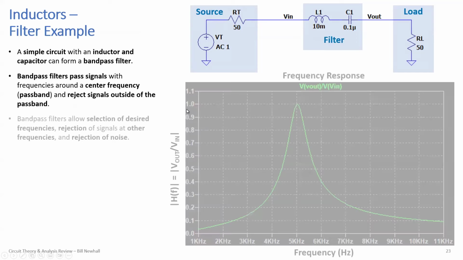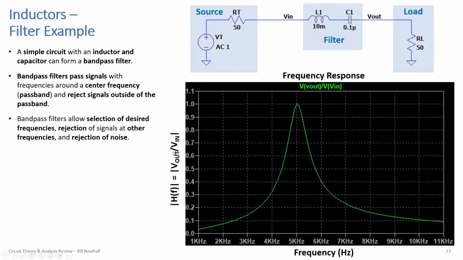If you plot the frequency response, remember these from the Intro to Circuits class if you took it with me, here's the magnitude of H of f. H of f is the ratio of phasor voltage output divided by phasor voltage input. We take the magnitude, and we're plotting the magnitude here. And so here's that response.